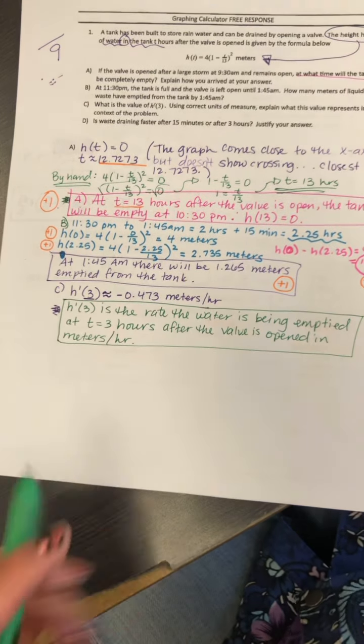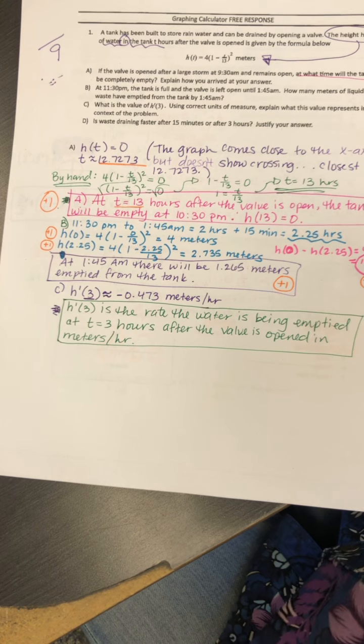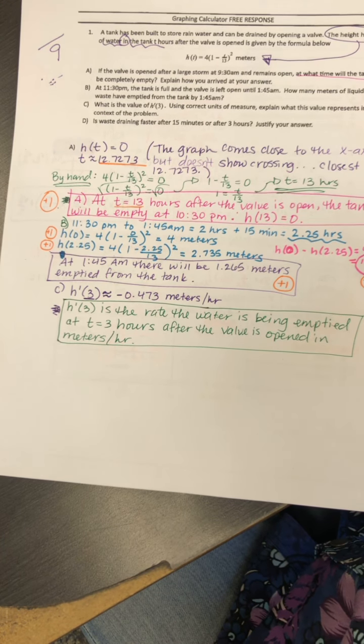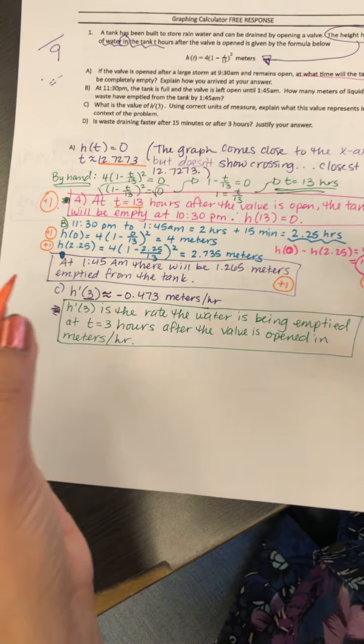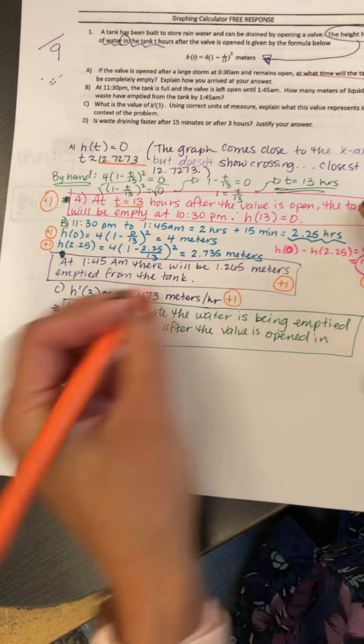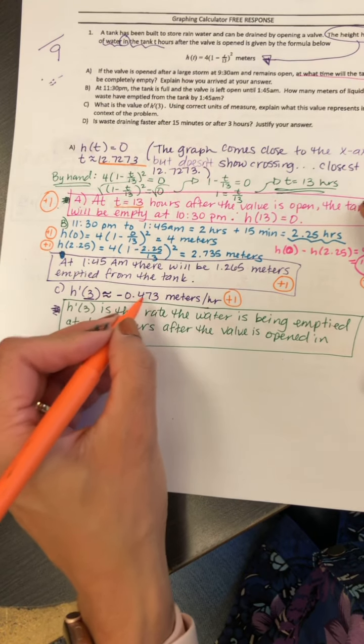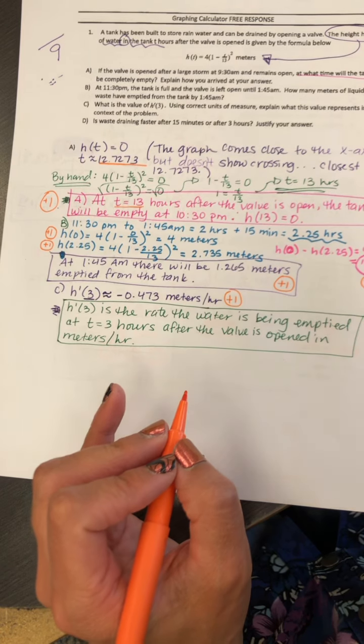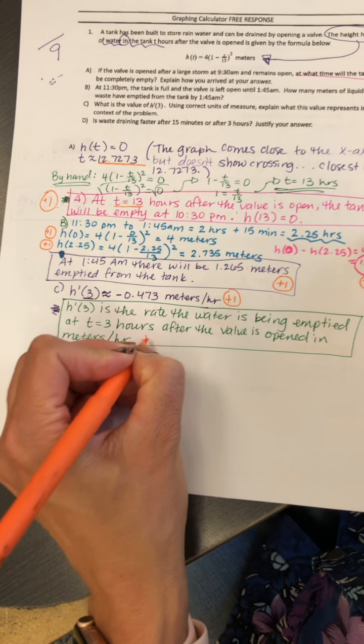Because the explanation part was just in context of the problem itself. Okay, so here's where the point would be from. You would get a point for this part right here, the h prime of 3, and finding the negative 0.473 meters per hour from the calculator, and then a point for the write-up.